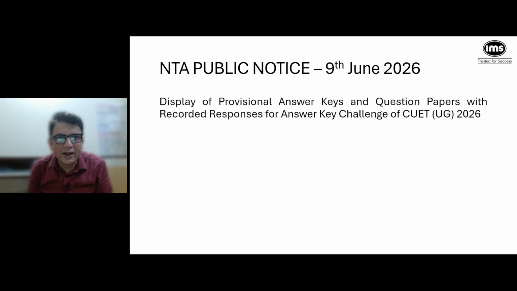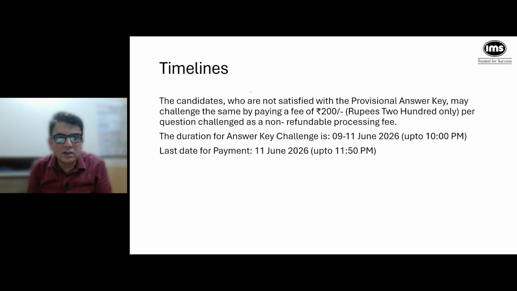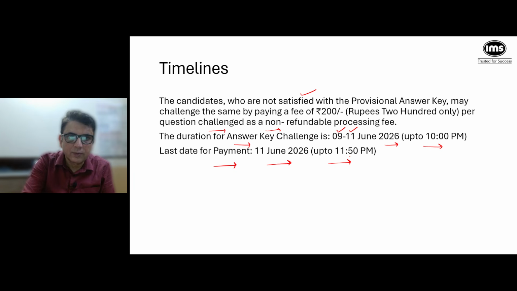Now, first and foremost, NTA public notice 9th June 26, display of provisional answer keys and question papers with recorded responses for answer key challenge of CUET UG 26. Timelines: the candidates who are not satisfied with the provisional answer key may challenge the same by paying a fee of 200 rupees per question challenged as a non-refundable processing fee. The duration for answer key challenge is from 9th to 11th June 2026 up to 10 pm. Last date for payment is 11th June 2026 up to 11:50 pm. So these are the timelines.